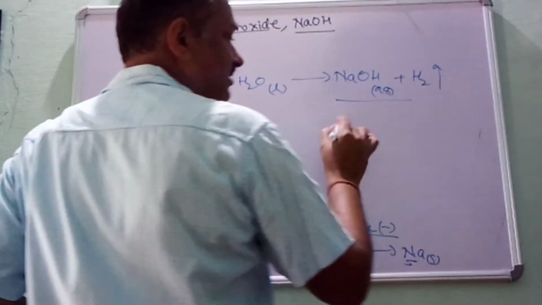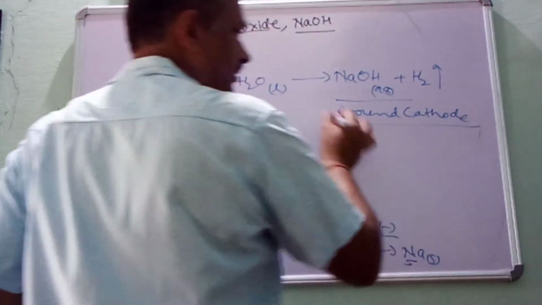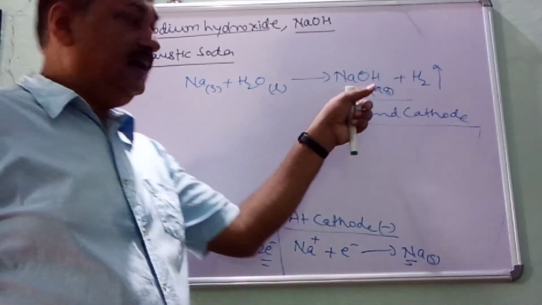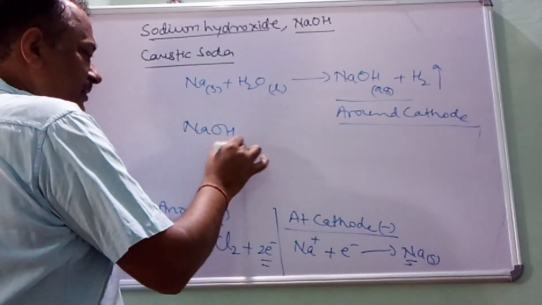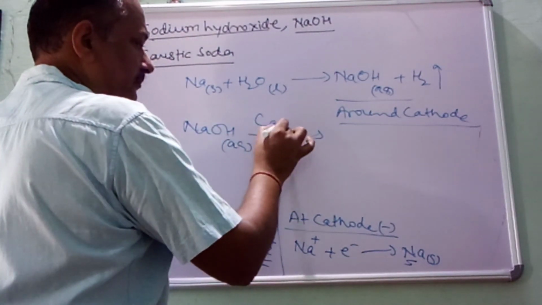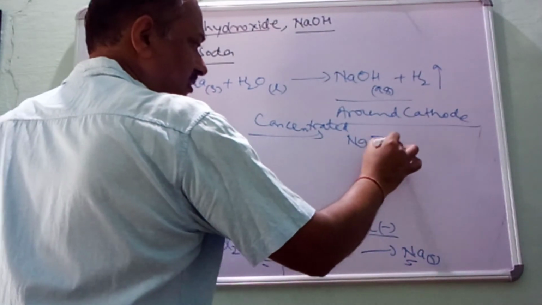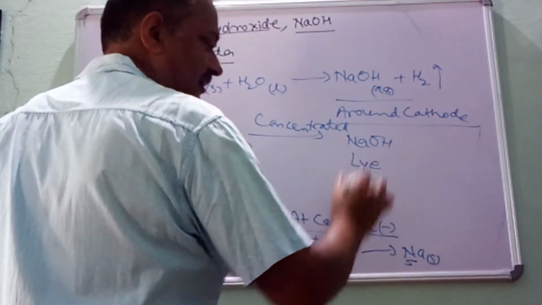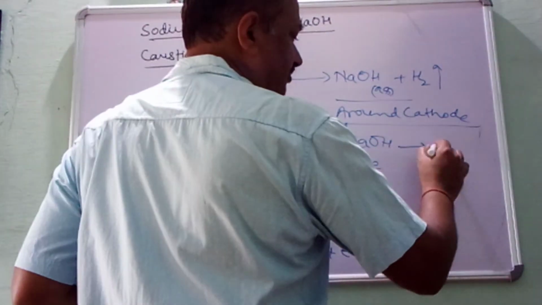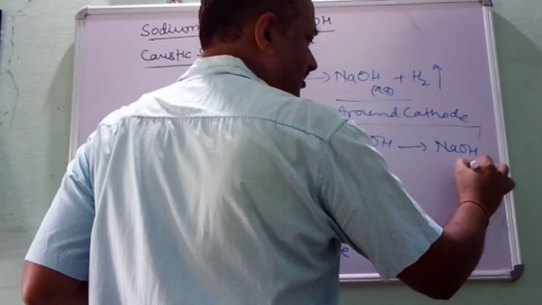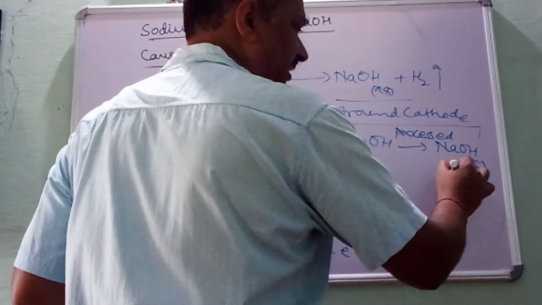So this is around the cathode. This aqueous NaOH is concentrated by boiling to get the lye. Paste of NaOH is called lye. Then it is further processed to get the solid NaOH.